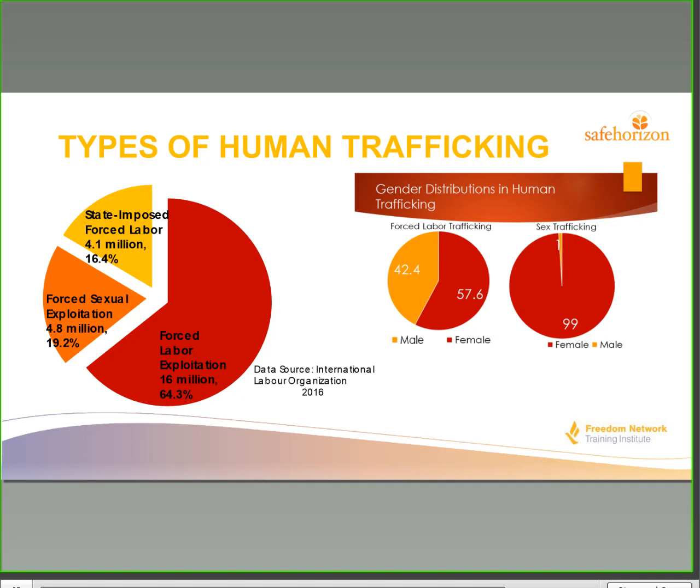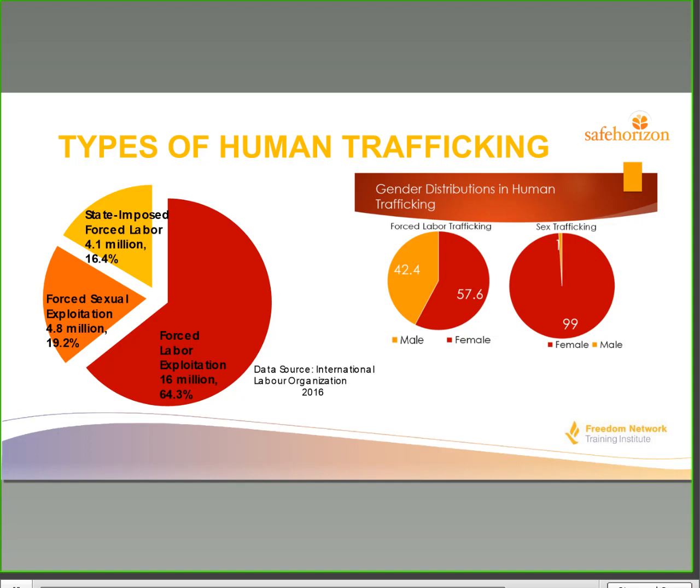And again, this data set is a few years old, but those are still pretty significant numbers. On the right side of the slide, we have our gender distributions in human trafficking. So with labor trafficking, we more often see somewhat of a split, male and female. Within our own program at Safe Horizon, the anti-trafficking program, we also see a pretty steady mix as well. We have been seeing a number of male labor trafficking survivors as well, but again, it is fairly split.